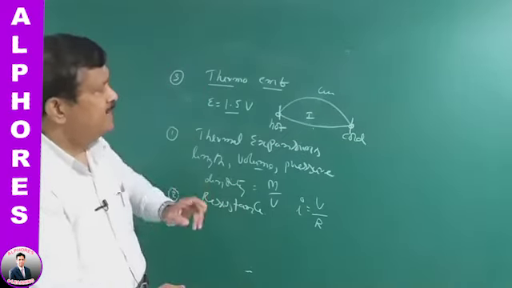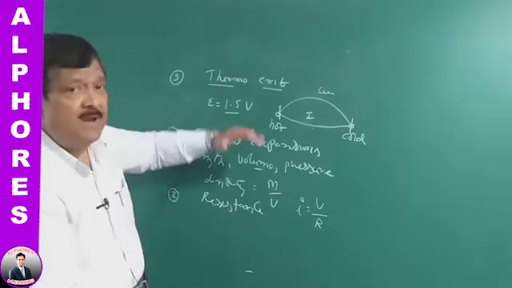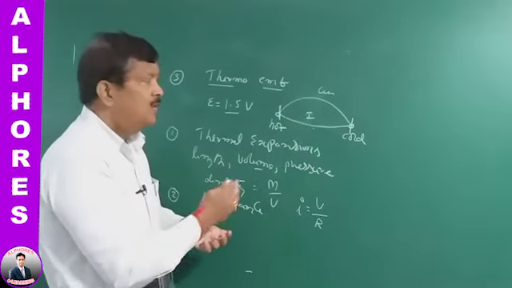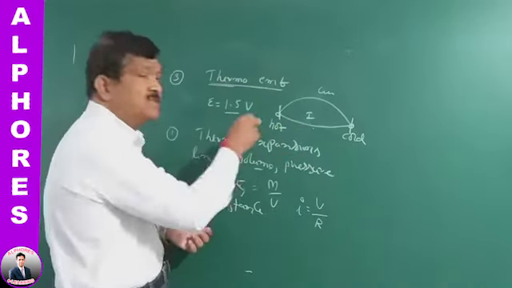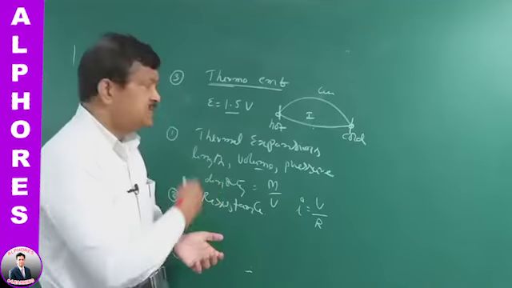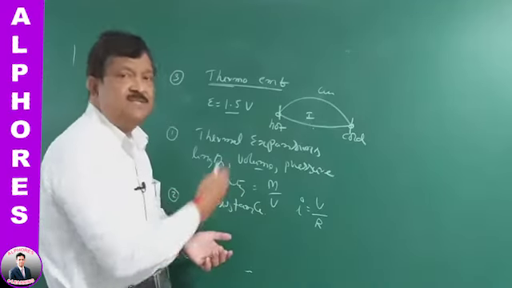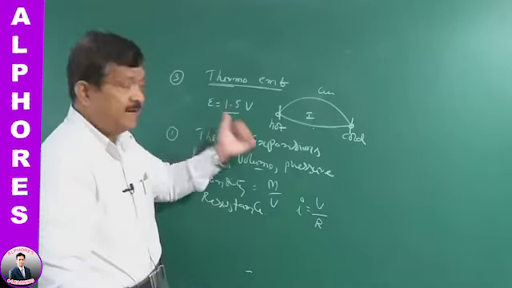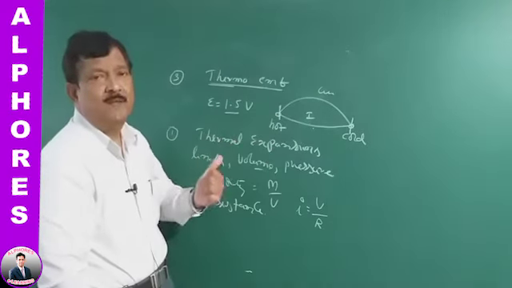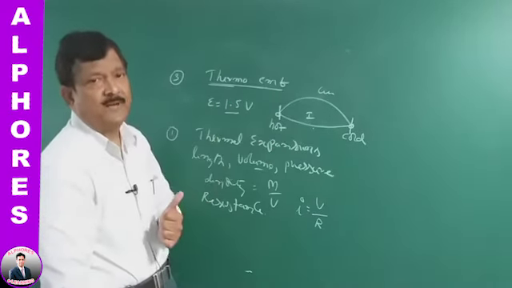So this thermo EMF is a property which depends upon the temperature difference between the two junctions. So thermo EMF can be considered as a property which is useful to measure the changes in temperature. That means it is also a thermometric property.